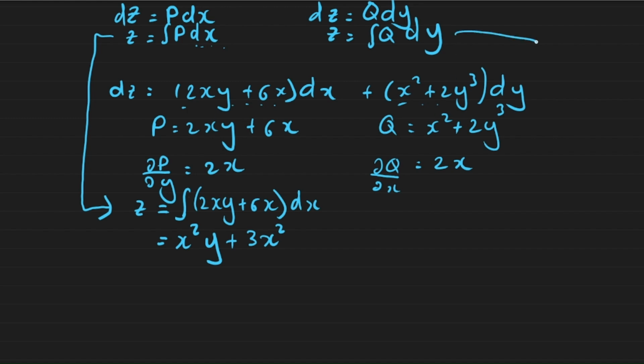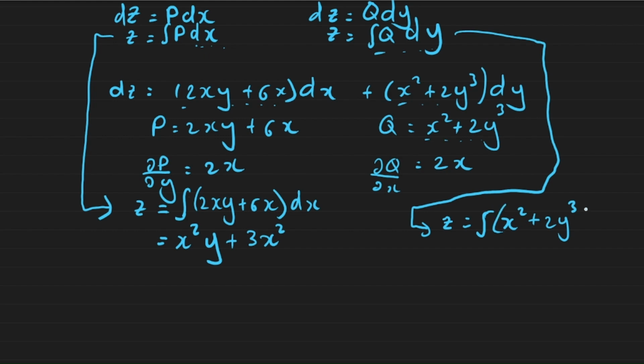And then if we do the same with y, we say that z is equal to the integral of q dy. So q is x squared plus 2y cubed, and we're integrating this with respect to y. And when we do that, we get x squared y plus y to the power 4, and then 4 times something must give us 2. So that's a half. 4 times a half will give us 2.